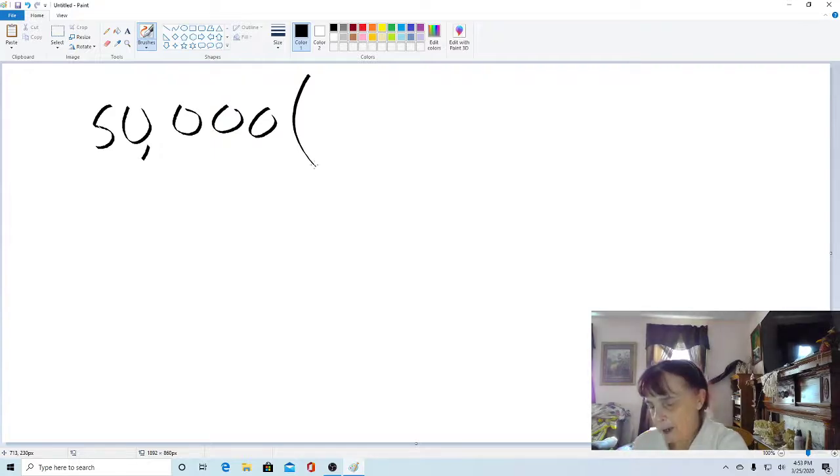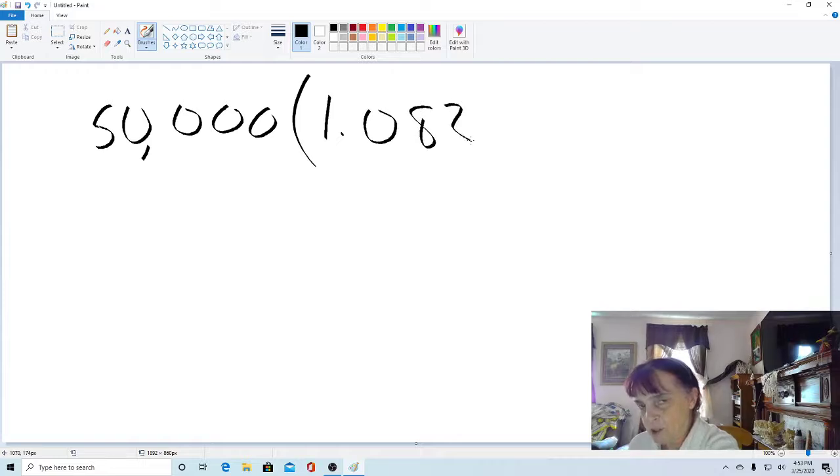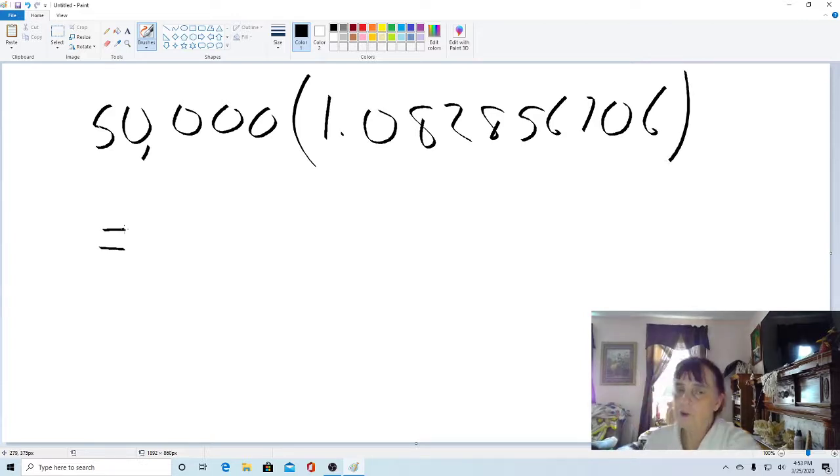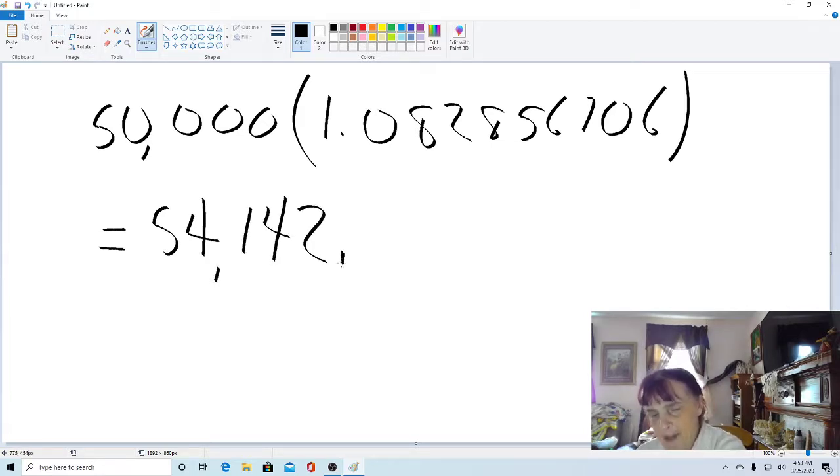It is 1.08285676. And if you want, you could round it, but you've got to be careful how you round it because it will affect your final answer. Okay, if you multiply that by 50,000, then you come out with $54,142.84.